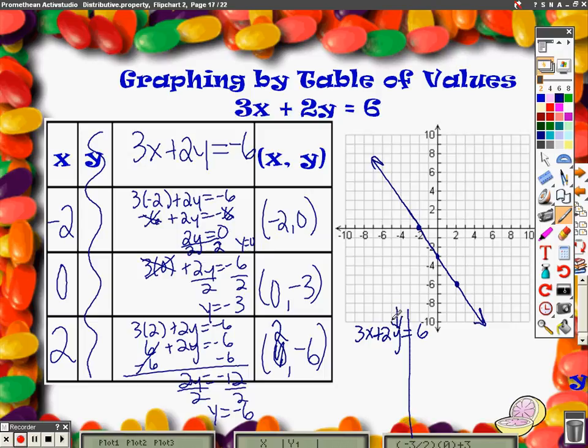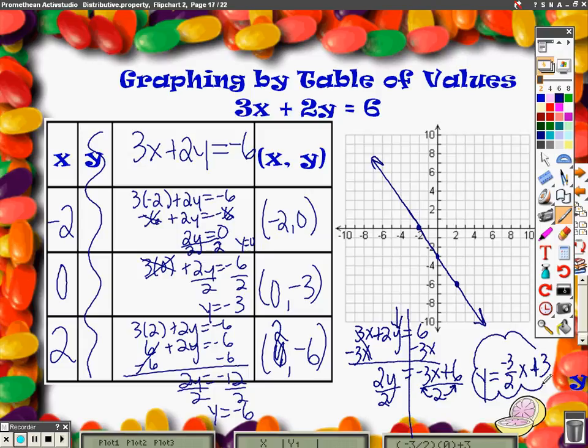So I want the y, and I'm going to get rid of 3x. 2y is equal to a negative 3x plus 6. And then I'm going to divide by 2 on both sides. Remember, the 2 has to divide the negative 3, and the 2 has to divide the 6. So y is equal to negative 3 over 2 x plus 3. Alright, are we okay with that? Remember that in your head. Write it down if you need to.